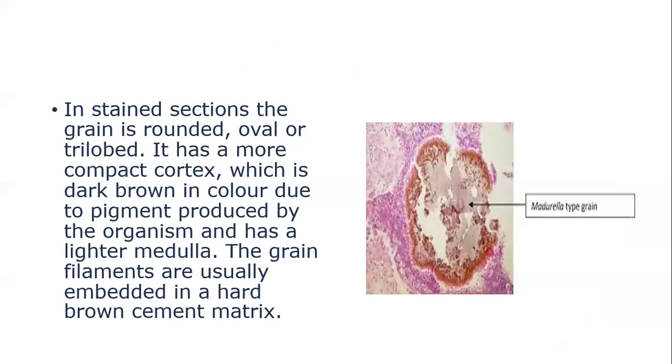Now, in stained sections, and by stained sections we mean the routine hematoxylin and eosin stain, the grain of M. mycetomatis is either rounded, oval, or trilobed. And I don't know if you can see the pointer, but this is the cortex, the outer part, and this is the medulla. In the Madurella grains, the cortex is more compact. That's why it appears thick, okay? Not only that, but it's also dark brown in color due to pigment which is produced by the organism. And if you look at the inner side, the medulla, it is lighter, okay? Now, these grains or the filaments are usually embedded in a brown, hard cement matrix.